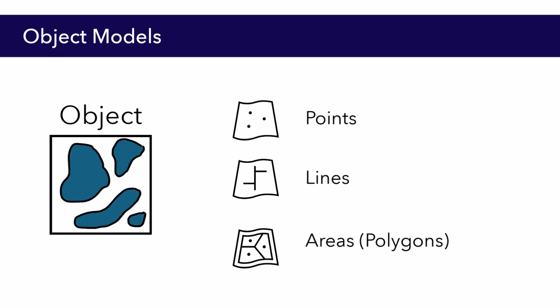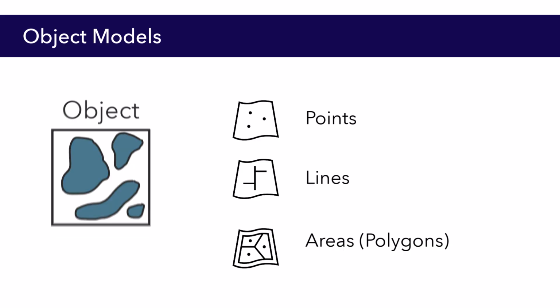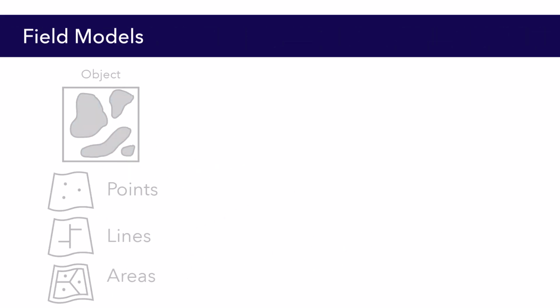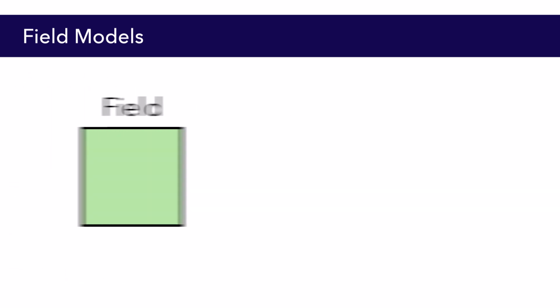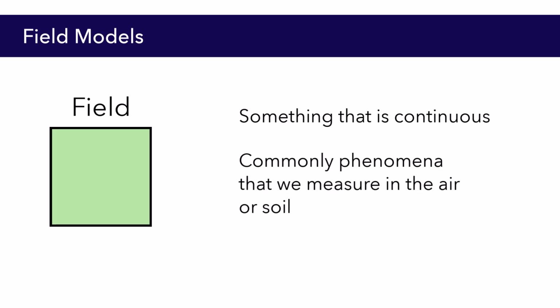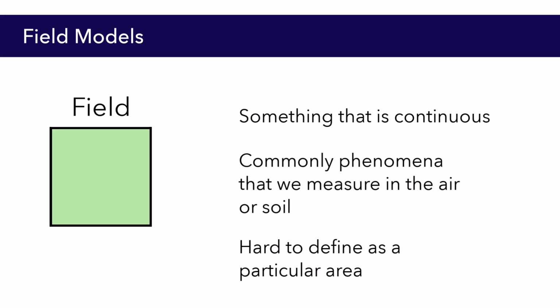But at a conceptual level, if we map things as points, lines, and areas, we are able to identify definitive objects, and we represent reality as a bunch of different kinds of objects that we can put together. Now, another way of thinking about the world is as a field, as something that is continuous. These are things like air, anything measured in the air, anything measured in the soil. It's really hard to draw a boundary around good air quality or around oxygen. Like, how would you do that? These are things that you could measure at different points, but they actually represent something that is continuous.